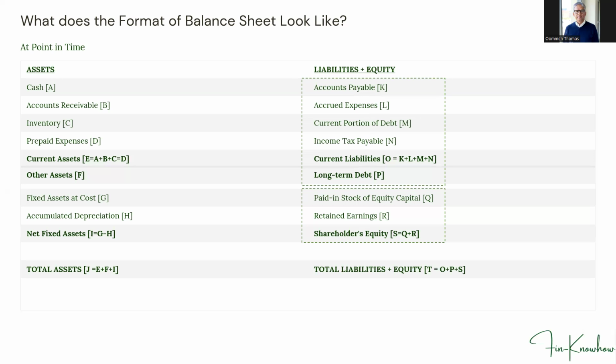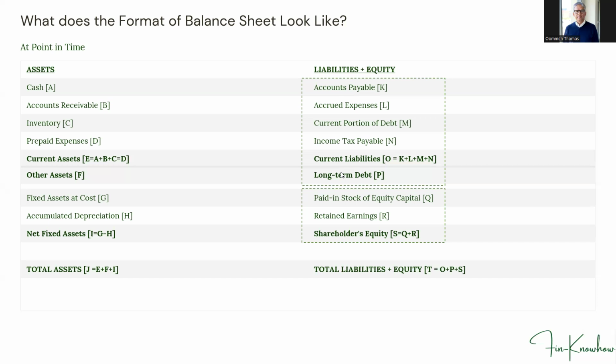So if it owes a vendor, it's going to show up on the accounts payable side. If it has a long-term debt with a bank, that's also going to show up on the liability side. So everything that the firm owes is here.